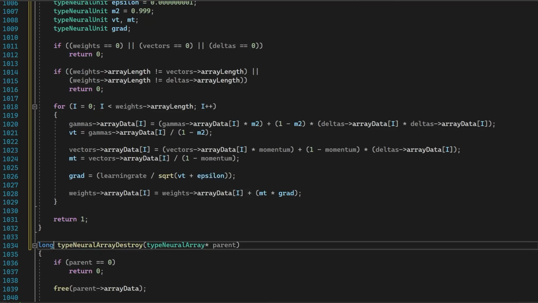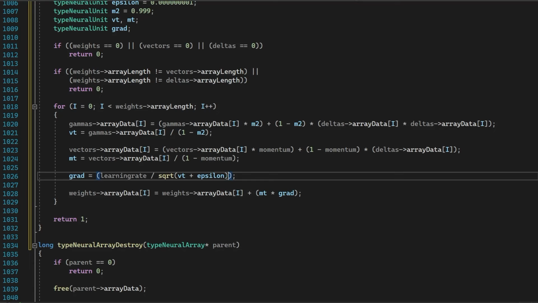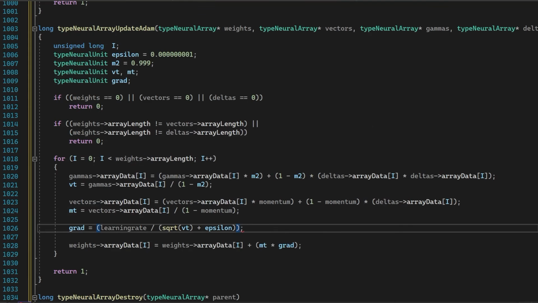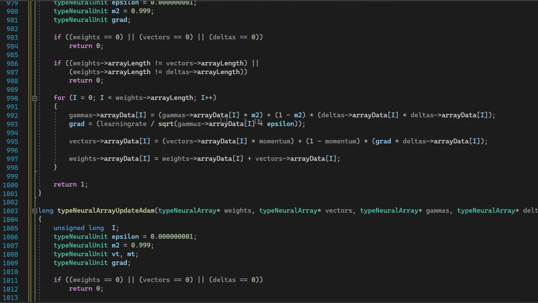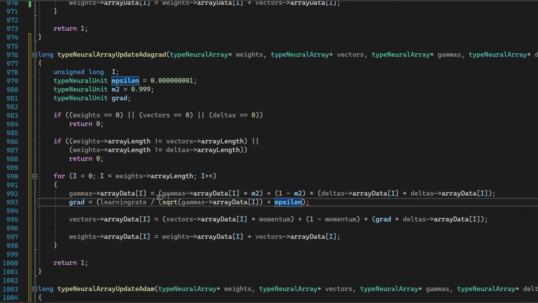I always struggle. Do you put the epsilon inside or outside? It's tiny, so outside doesn't even make any difference. Okay, at vt, square root of vt times epsilon. Just to be absolutely clear, is it right? Yeah, it's right. Just put epsilon outside. Doesn't really make any difference. It's just to prevent division by 0.